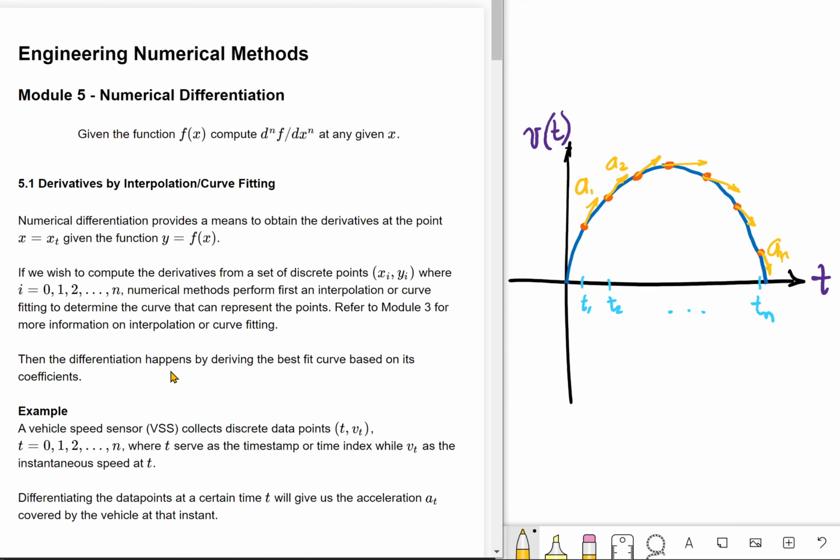Then the differentiation happens by deriving the best fit curve based on its coefficients. Okay, so basically we would like to know the coefficients of the polynomial. In this case, we're going to use the polynomial.